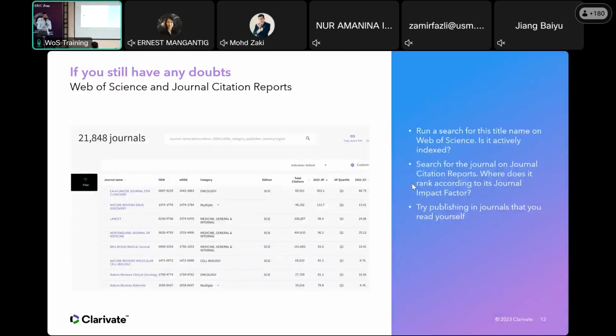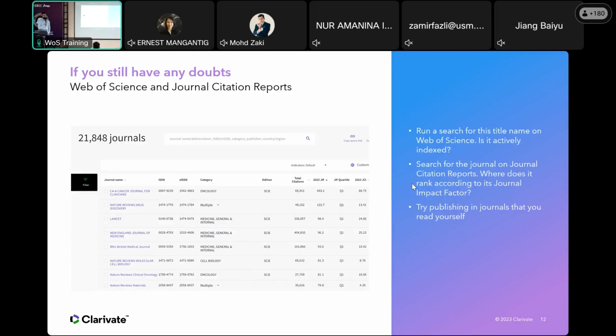And how can you double check that? Web of Science and Journal Citation Reports are at your service in this case. First of all, you can just run a search for a journal on Web of Science. If it exists there, if it's actively indexed, most likely, 99.9%, you're safe.